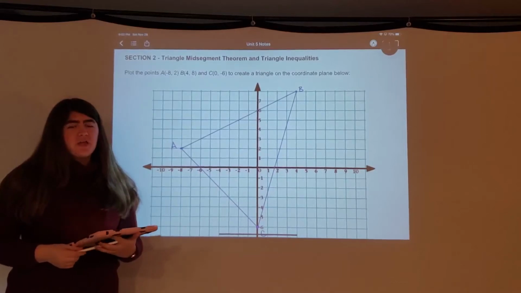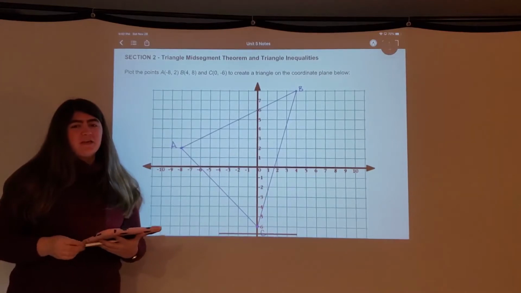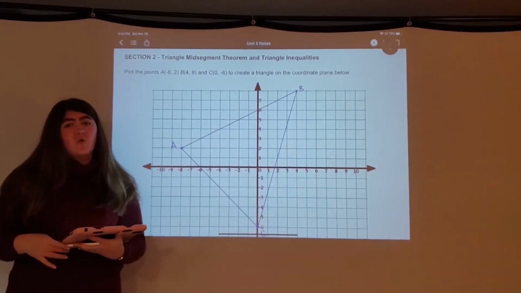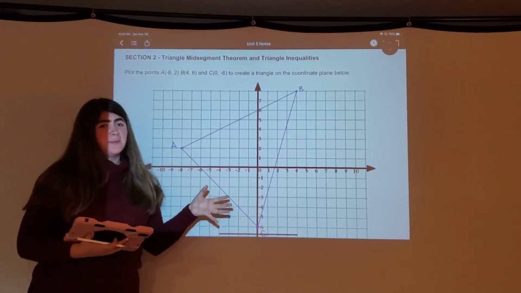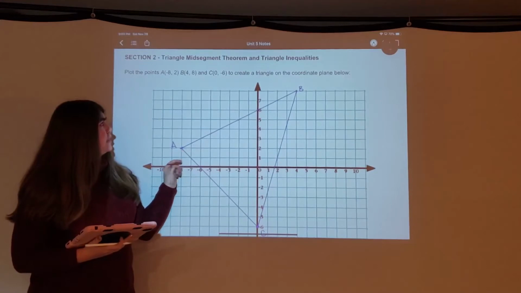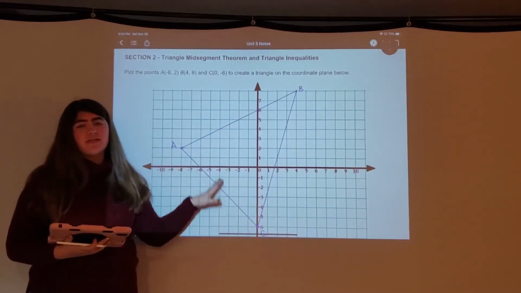Hello everyone, here we are on section 2 of unit 5 where we will be covering some information about mid-segment triangles and triangle inequalities. First we have this example here, so it says to plot the points A at negative 8, 2, B at 4, 8, and C at 0, negative 6. I've already done that part.